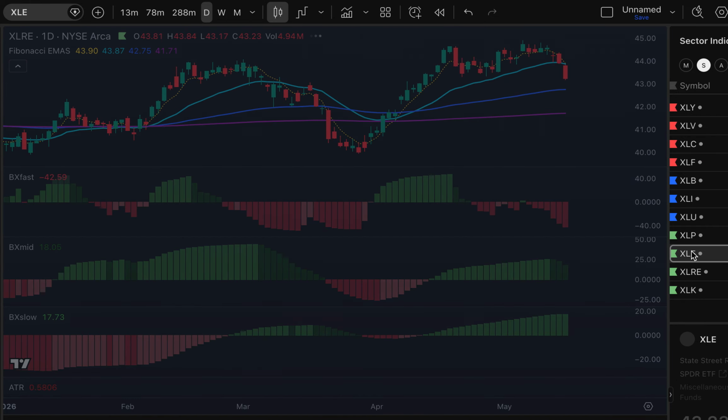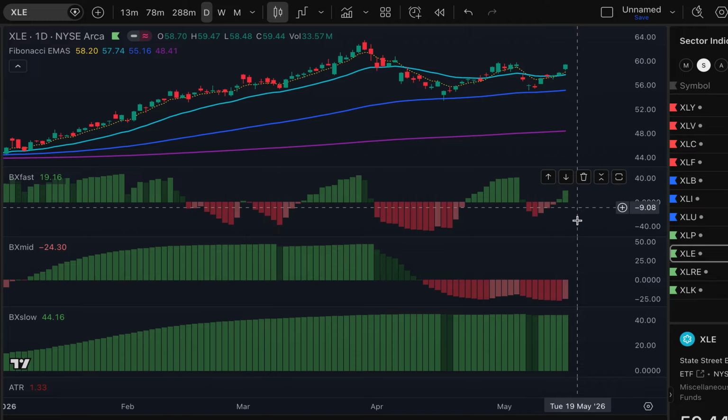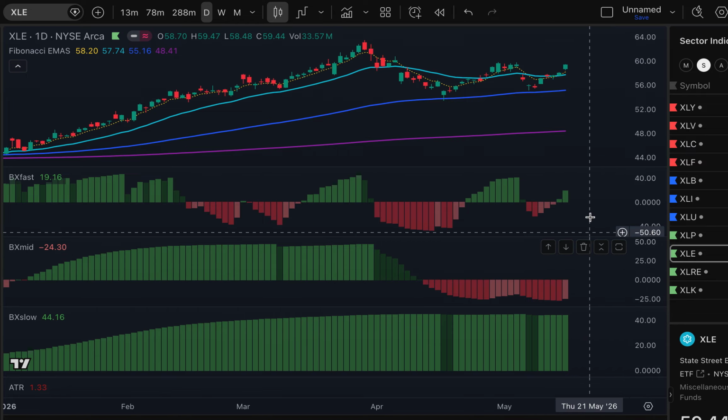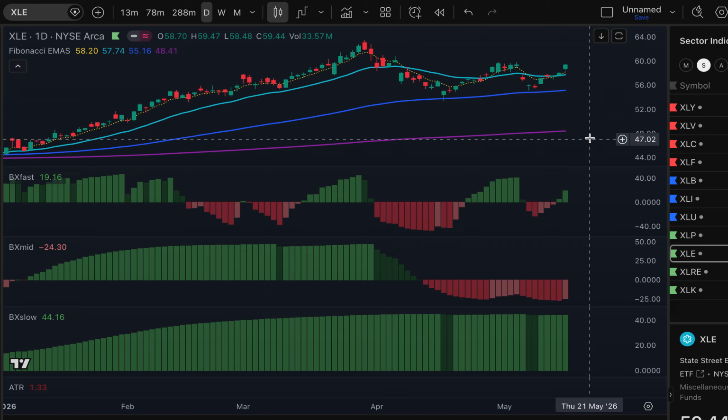Next is the energy sector, XLE. You can see the long-term momentum has been strong all year, and midterm momentum is trying to pick back up, so this is one to keep an eye on. It's been very volatile lately because it's tied directly to the price of oil.